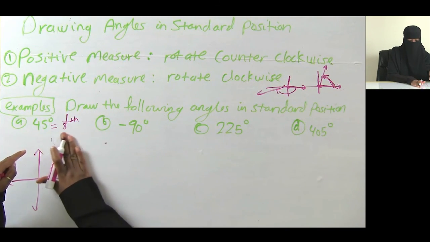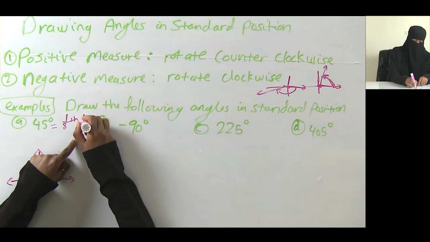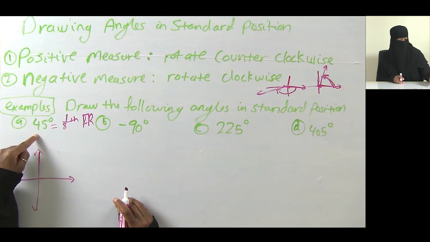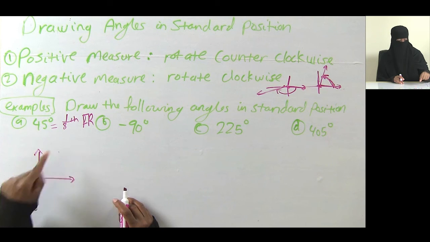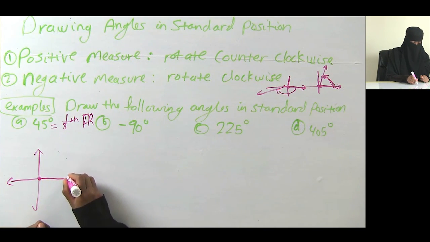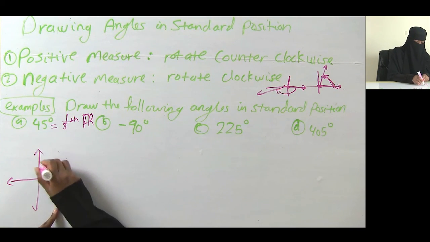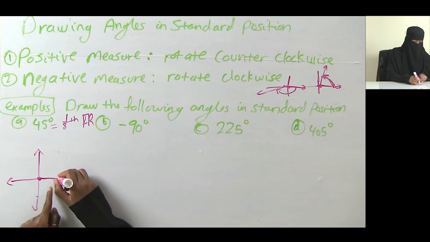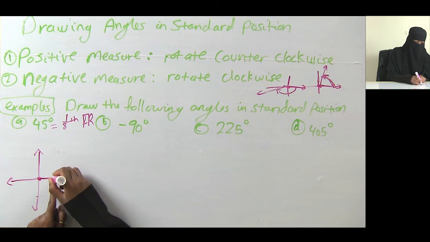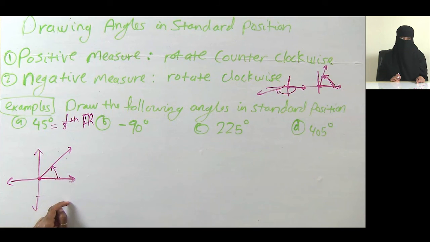So just to make our writing less wordy, we're going to say FR to represent full rotation. So 45 degrees is 1/8 of a full rotation, which means what? Here is my initial side, as always, pointing towards the right, and I need 1/8 of a full rotation. So here's a full rotation. I need 1/8 of that, where 1/8 is half of the fourth. This was the fourth, so I need half of the fourth, which means that I would be rotating about here.